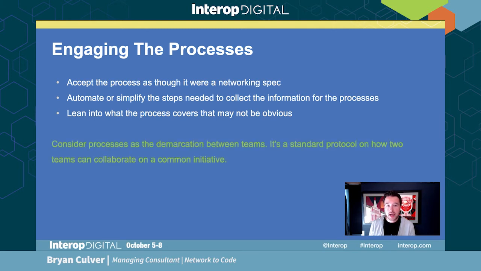Consider the processes as the demarcation line between teams. It's a standard protocol on how the teams can collaborate on a common initiative, which is the overall improvement and maintainability of the organization. But remember too, specifications do evolve as the needs for them change. As more teams are looking to engage in automation, those teams that still have inefficient processes where you're filling out PDFs will eventually feel the burden of their inefficiencies in their process that may not have been inefficient in a past process or in a past time.